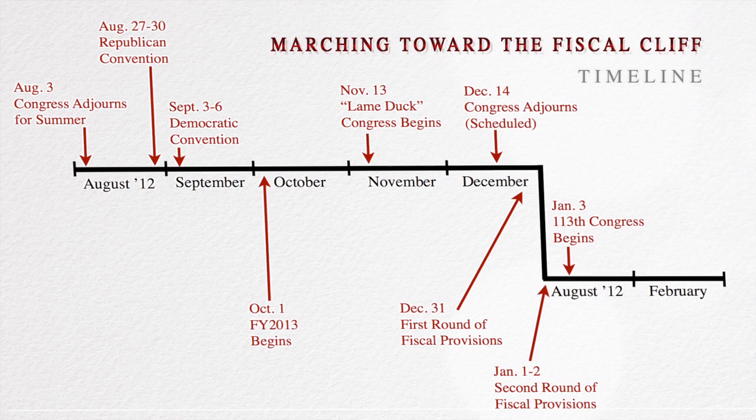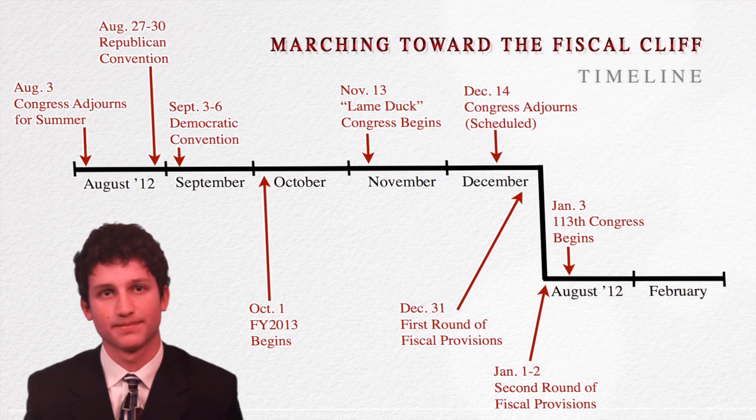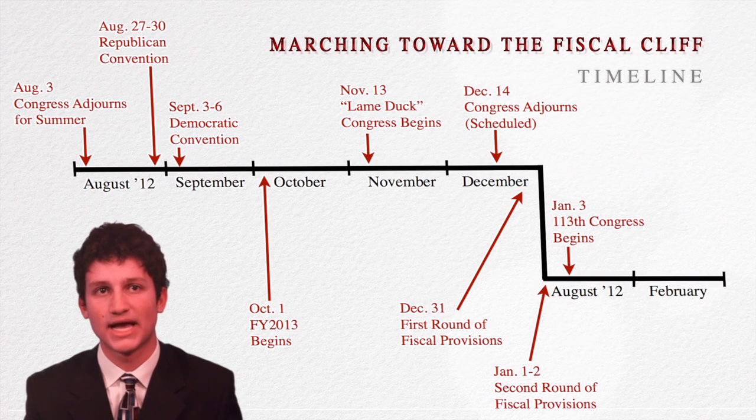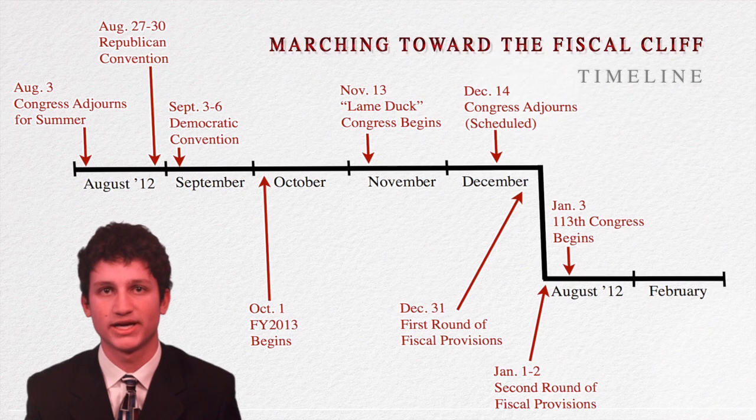Thank you, Ashley. The fiscal cliff has been building up for several years now, so here's a rough timeline of how it will break down. As you can see, this November, our lame duck Congress session began. This refers to the old Congress still being in power despite the recent elections in which we elected new officials. The lame duck Congress usually gets less done because many congressmen and women's seats are changing hands.